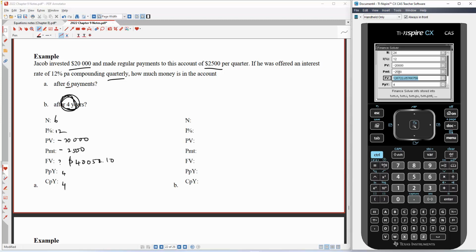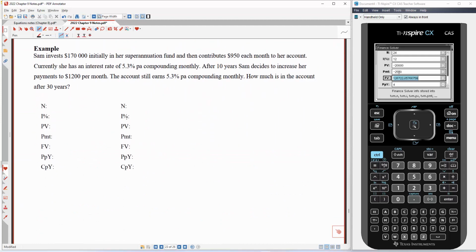So our N is 4 years of quarterly payments. So 4 4s are 16. That's 12. That is still what I drop down, and that is still what I pay, or Jacob pays. Future value is what we want, and 4 and 4. So it's going to be 126,722.06. There it is. Alrighty, let's keep rolling.